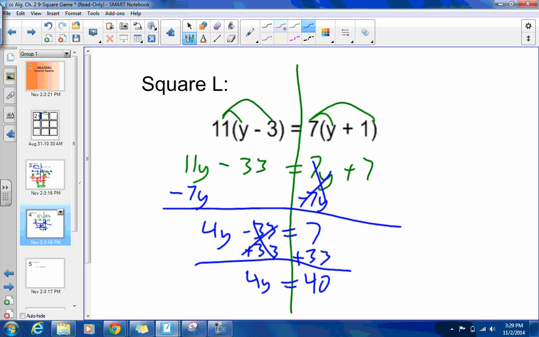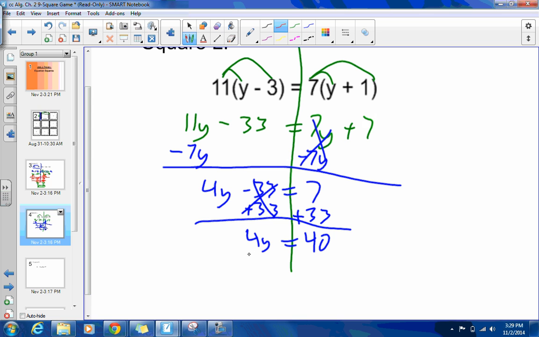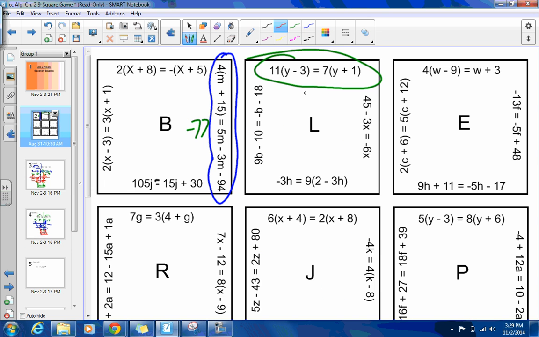And then you're down to one last step, which is to get rid of this 4 that's in front of the y. To undo that multiplication, you would divide by 4. So when you cancel out, y is equal to 10. And we are done there. We can take that 10 and put it in our squares over here. This is 10.